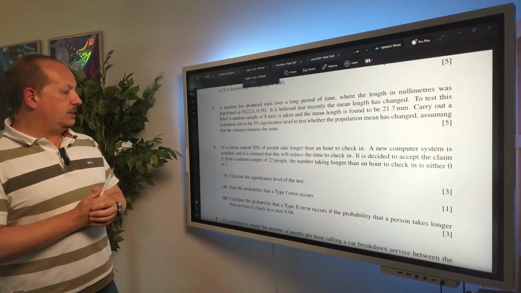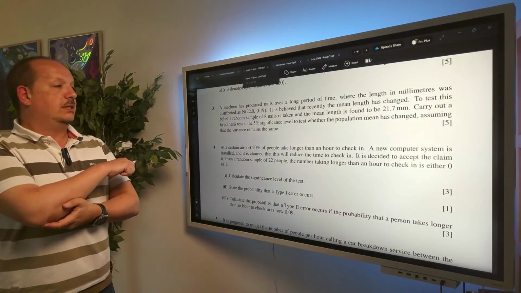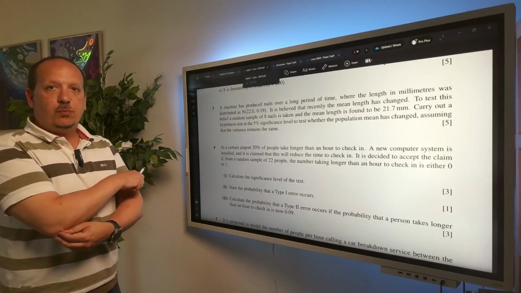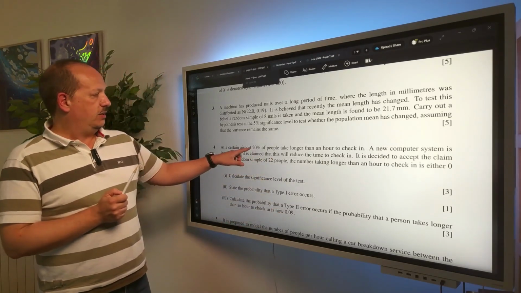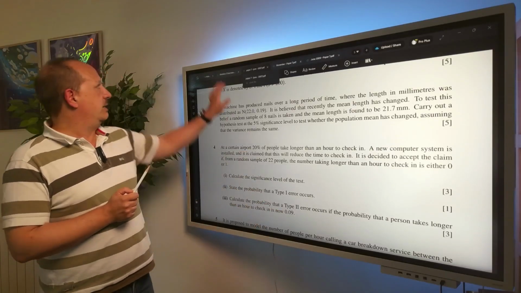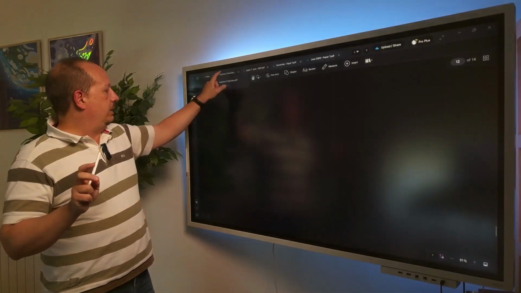Calculate the probability that the type 2 error occurs if the probability that a person takes longer than an hour to check in is now 0.09. Okay, see how the circumstances have changed? No longer 0.2, it's now 0.09. So it's a probability of a type 2 error. So when does this happen?